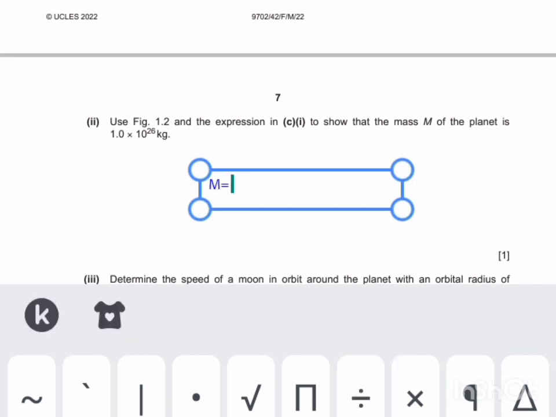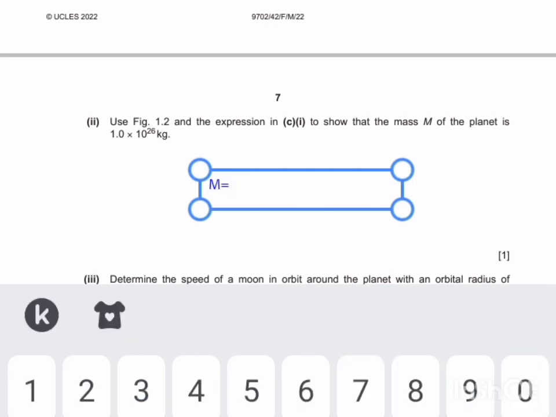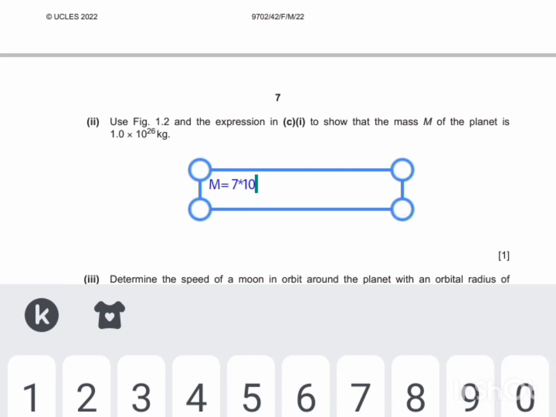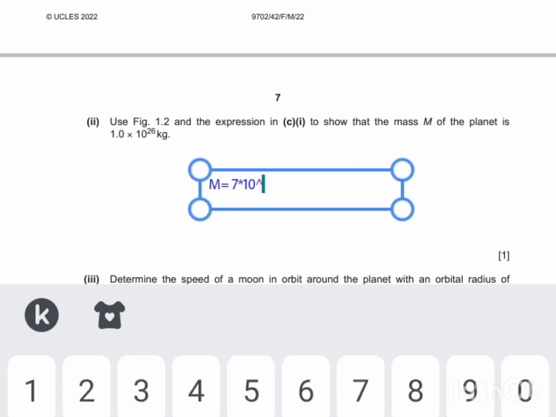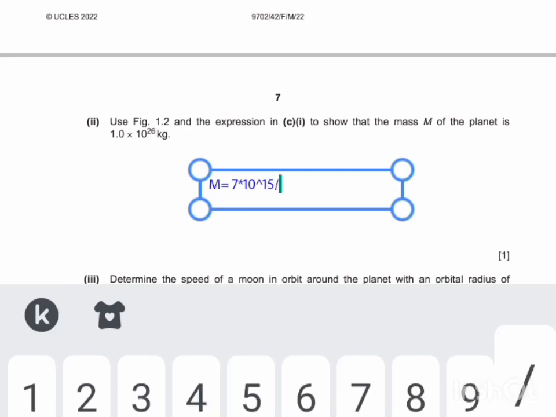Alright, so now I'm just going to substitute the values in. I know that G is a constant. It's going to have a value of 6.67 into 10 to the power minus 11. And we have our gradient as 7 into 10 to the power 15.